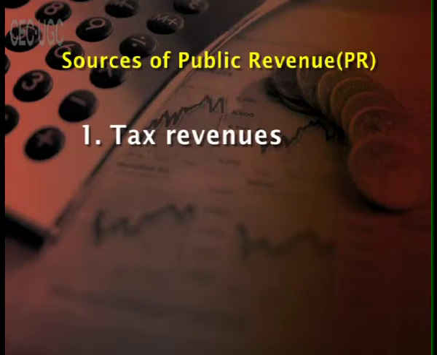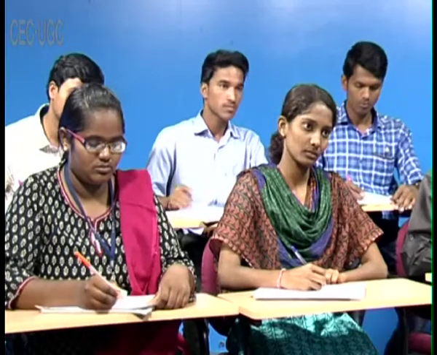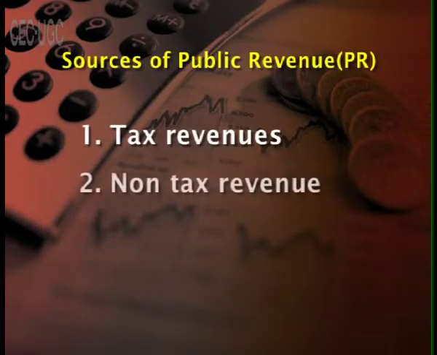Tax revenues basically refer to the income received from various taxes. It is the main source of revenue to the government. The other, non-tax revenues, include other forms of receipts, for example fines, penalties, donations, fees, license fees, and profit of government companies.